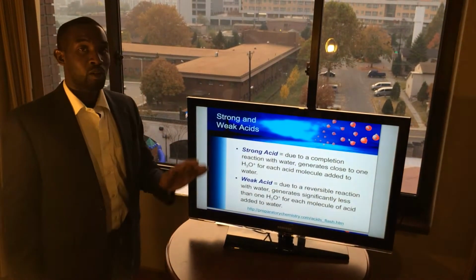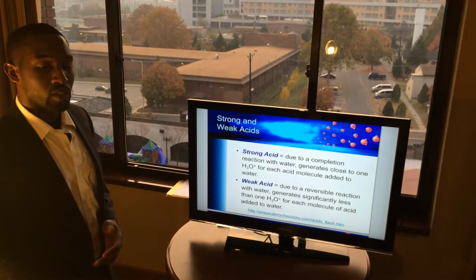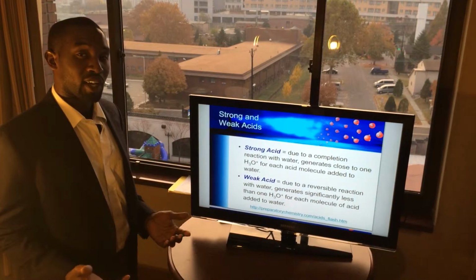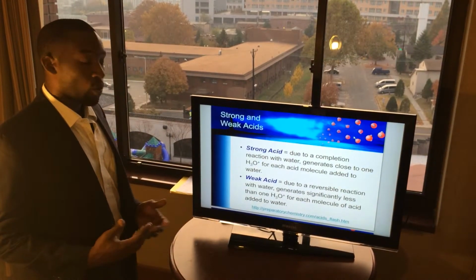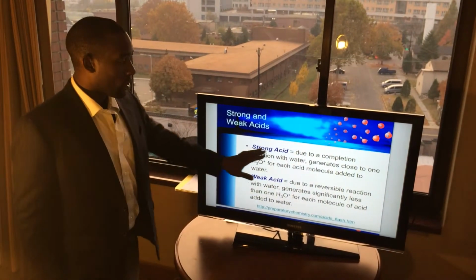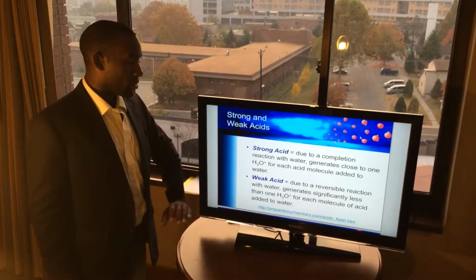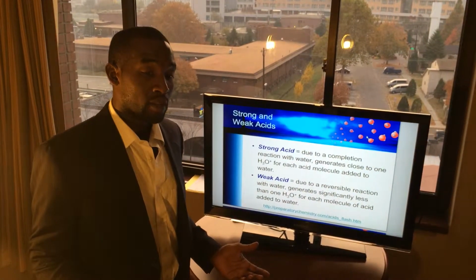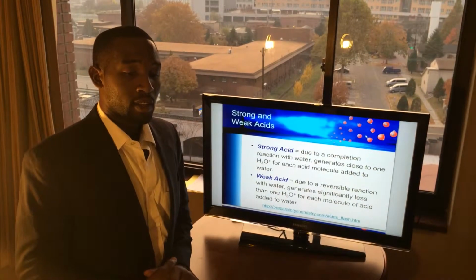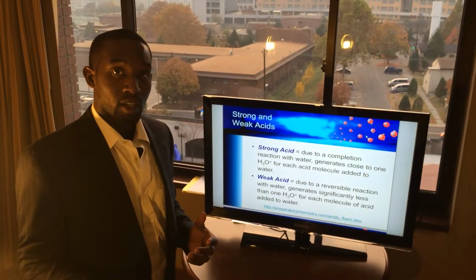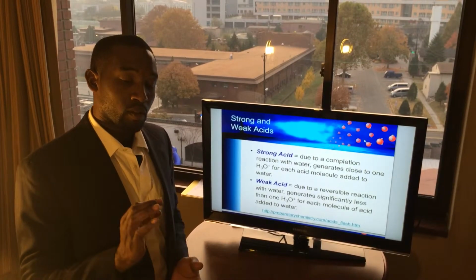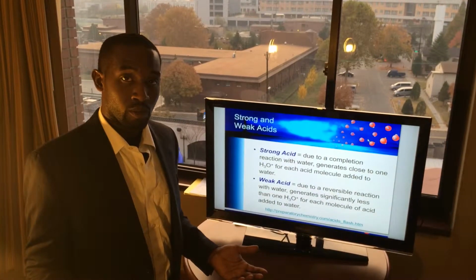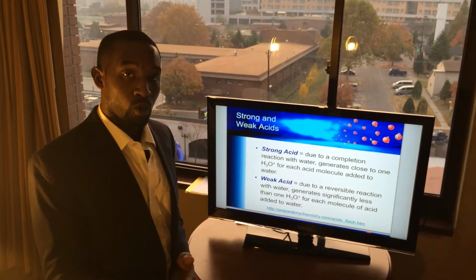You can classify them not only in terms of how many hydrogens are released, but also in their strengths. Now, what does a strong acid and a weak acid require for their definition? A strong acid is due to the complete reaction with water. So the strength of an acid is based on its reaction with water, right? Because we say that an acid is basically characterized as a material that forms a hydronium ion. So the more hydronium ions you form, that means you reacted more with water.